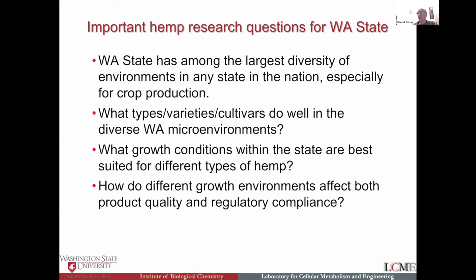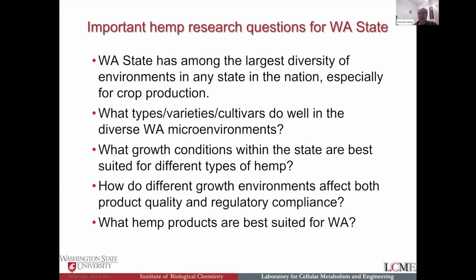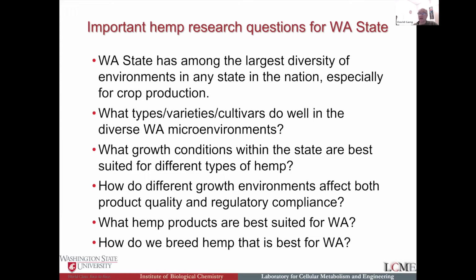And then how do we grow different types of hemp in the environments that we have in a way that leads to the best product quality and that also follows the regulatory compliance issues that we have to deal with? Finally, thinking about all of that, really, what are the best hemp products that are best suited for Washington State? And how do we make hemp available for those products? And that's going to include breeding efforts. So we have started moving in that direction.